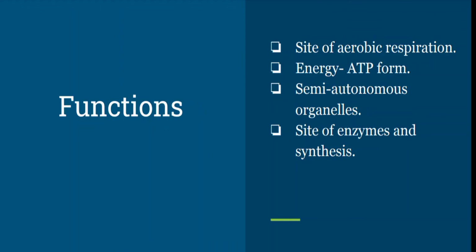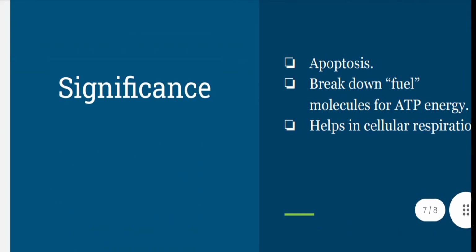Now the organelles are semi-autonomous. What is semi-autonomous? These are organelles that produce their own DNA and their own ribosomes. But they are semi in the sense that they are partial, that is they provide only a limited amount, and the rest they are still dependent on the major protein DNA. Now these are the sites of enzymes and synthesis. Why? Because they consist of ribosomes, and ribosomes help in the synthesis of proteins and carbohydrates. So this becomes a site of synthesis, and these also produce many enzymes.